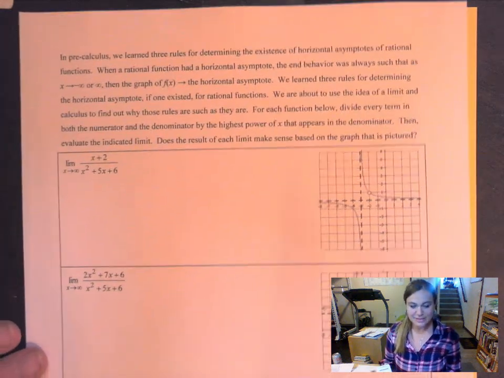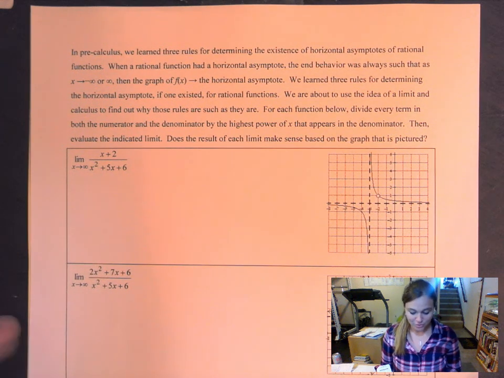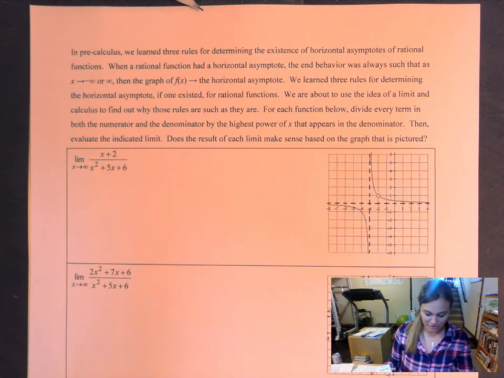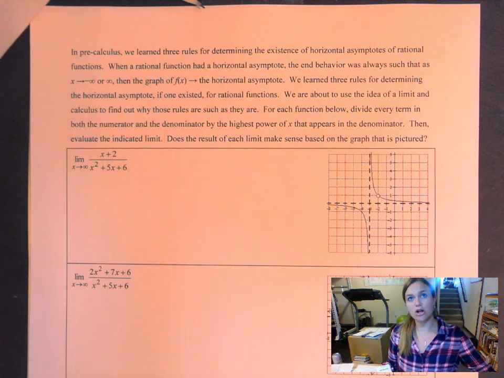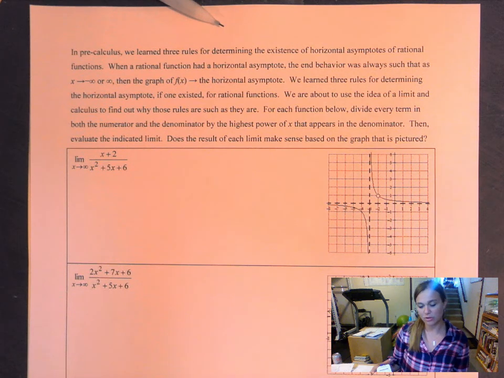Okay, so it says in pre-calculus and talks about stuff that we knew and didn't know. But right now, because we didn't learn this together in pre-calculus, you can go through and read it if you want. We can still use the knowledge that you have about rational functions. So about horizontal asymptotes, about all sorts of stuff.